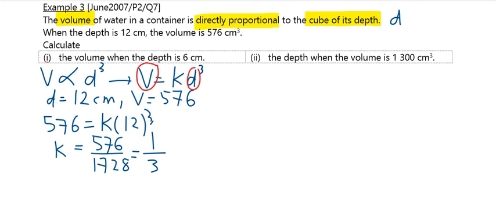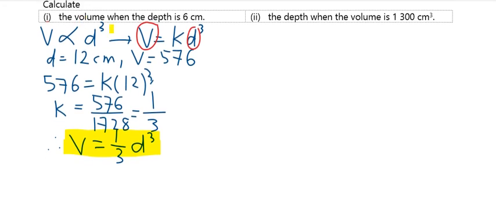So you have your equation already, which is V equals 1/3 d cubed. So this is your equation connecting V and d. Now let's have a look back at the question. You are to find the volume when the depth is 6. So the value that is given is only d. So you're going to use your equation over here, d, and then you have to find V. So V equals 1/3, substitute d, which is 6 cubed.